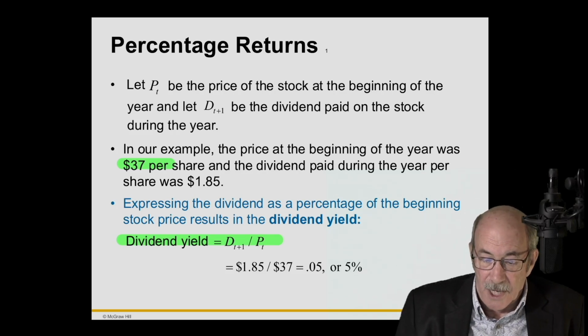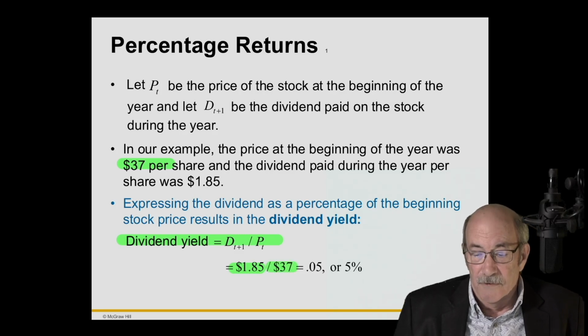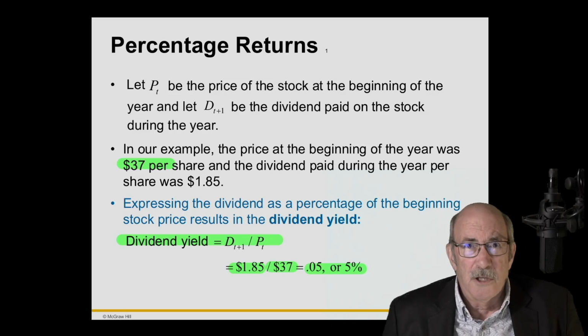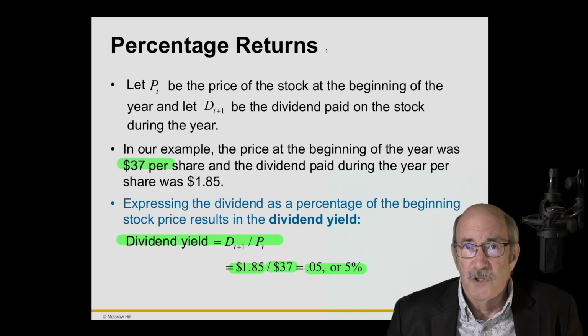In this particular case, $1.85 on a $37 investment gives us a 5% dividend yield, which is a little above average. Typical dividend yield is in the 2 to 3% range. So this might be a stock that would interest somebody who is already retired.